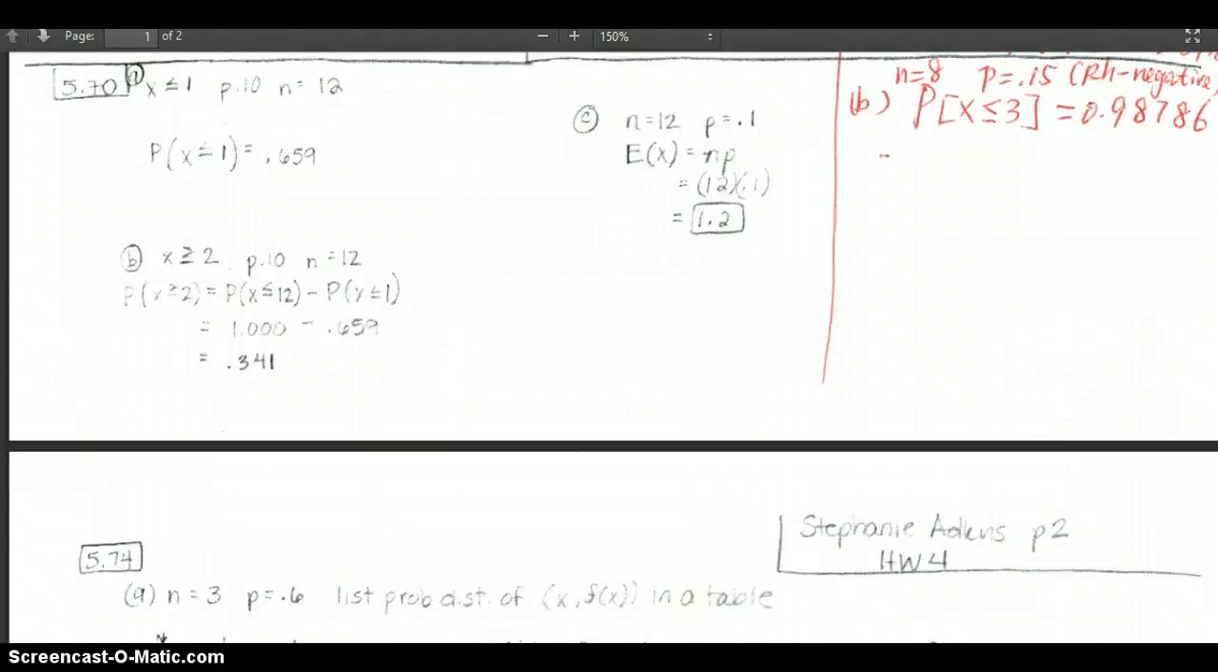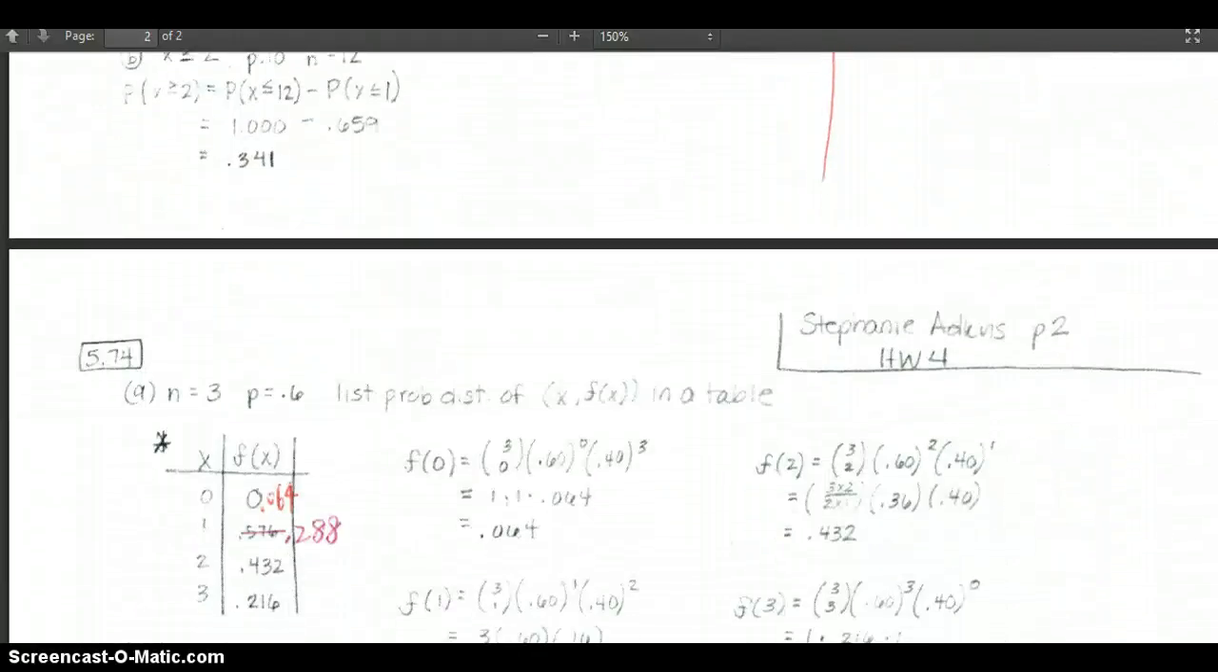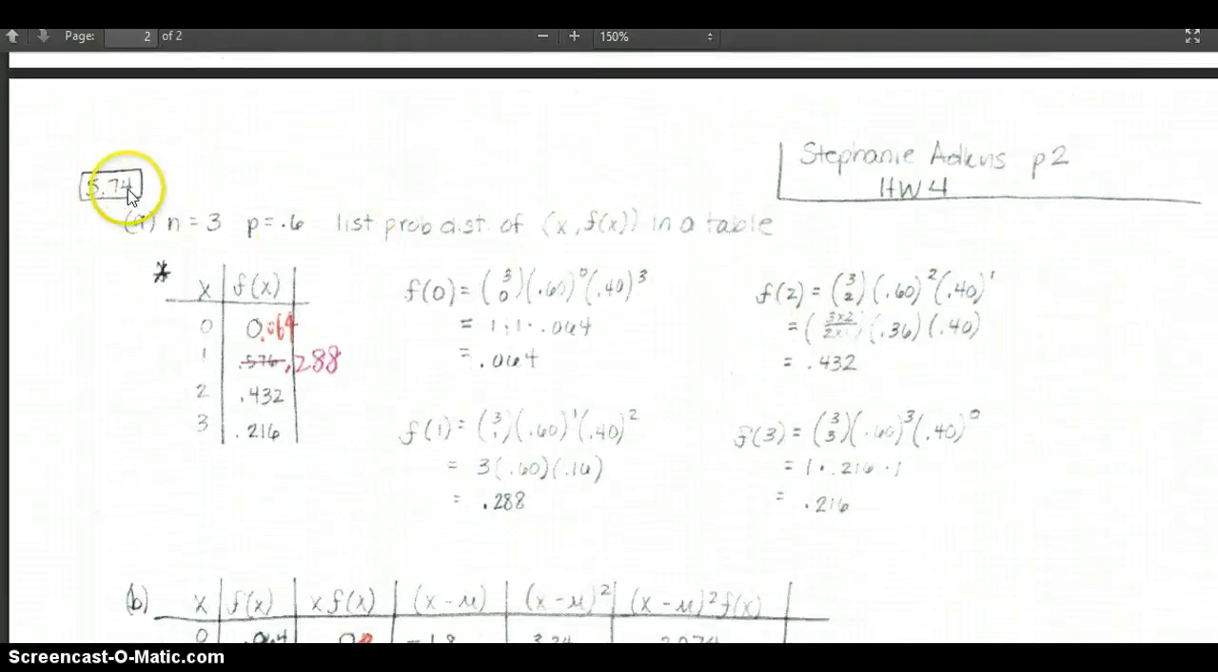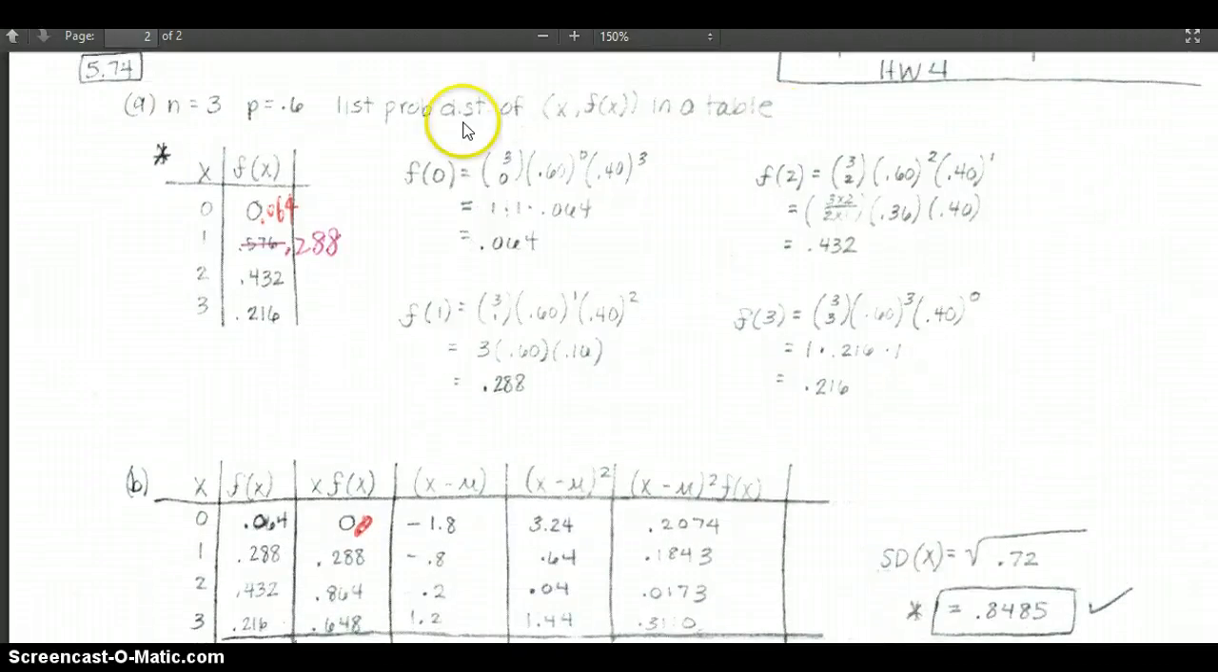Okay, so now let's look at the next example, question 5.74. In part A, we want to make a list. We know it's a binomial distribution, n equals 3, p equals 0.6. For the x values, x is how many successes. If you do a trial, some kind of experiment, 3 times, how many successes will you have? All the possibilities: you may have 0 successes, 1 success, 2 successes, or 3 successes.